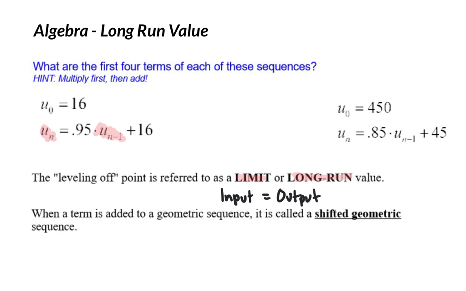So the easy way we can solve this is simply to say, when is my input, I'm going to write x, because that's what we usually write for unknowns, equal to my output. Remember, we're interested in where these two are the same. So we just replace both u sub n and u sub n minus 1 with x. And then we just solve. So subtract 0.95x from both sides. Remember, this is 1x. So 1 minus 0.95 is 0.05. Divide by 0.05.